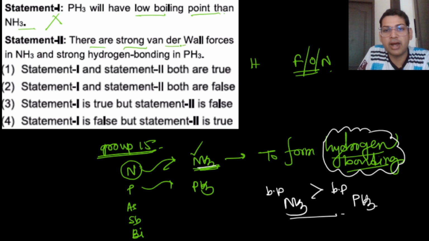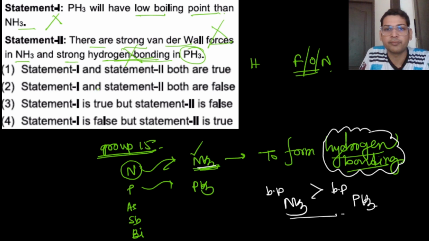There are strong van der Waals forces in NH3 and strong hydrogen bonding in PH3. No, in PH3 there is no hydrogen bonding. Hydrogen bonding is in NH3. So statement number 1 is also incorrect. Statement number 2 is also incorrect.